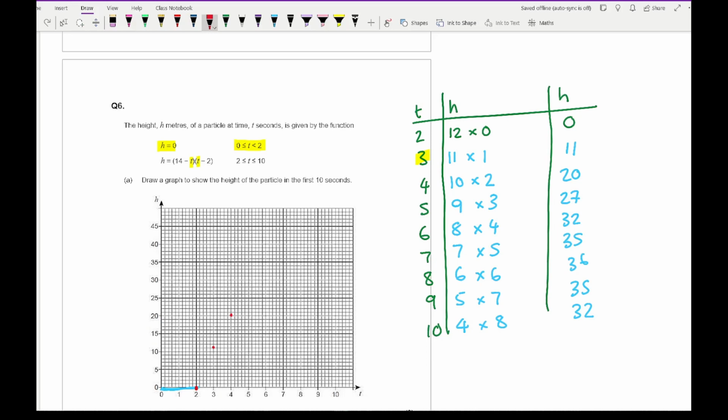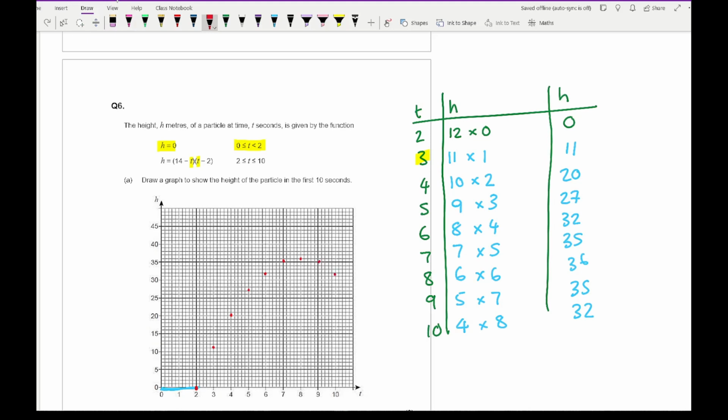Then I've got 5, 27, which is there. Then 6, 32, which is there. 7, 35, which is there. 8, 36, which is there. And then 9, 35, and 10, 32 is there.